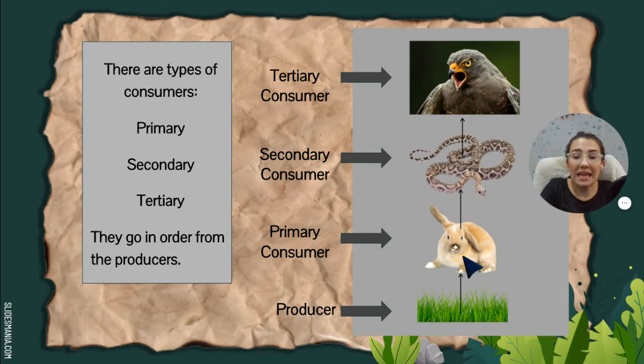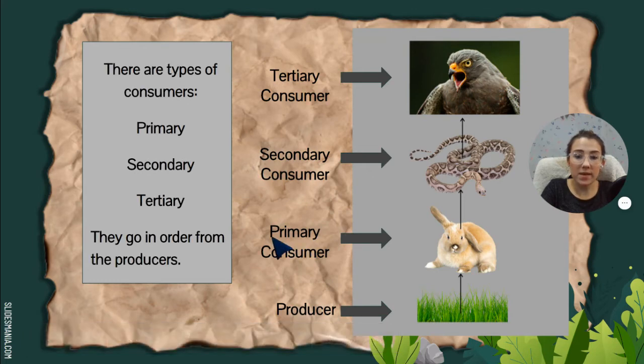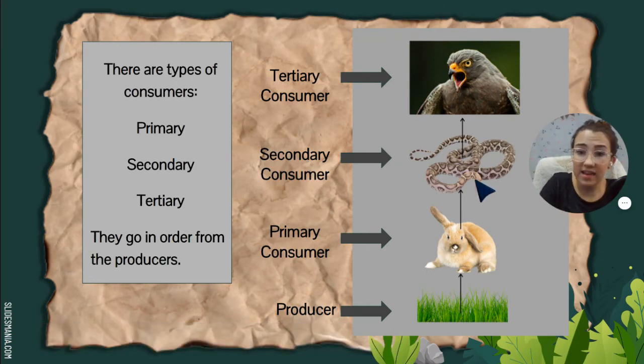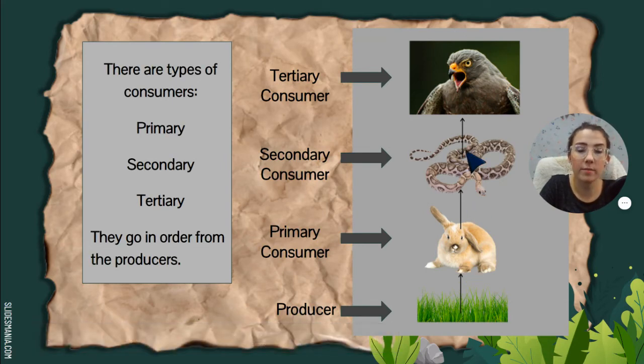Now, each level of consumer gets its special name, okay? First, to eat the producer is primary, okay? The P eats the producer, primary. He's first in line to get the energy. The second consumer is the secondary consumer. But I want you to notice, he's not second in the food chain. He's the second consumer in the food chain, okay?